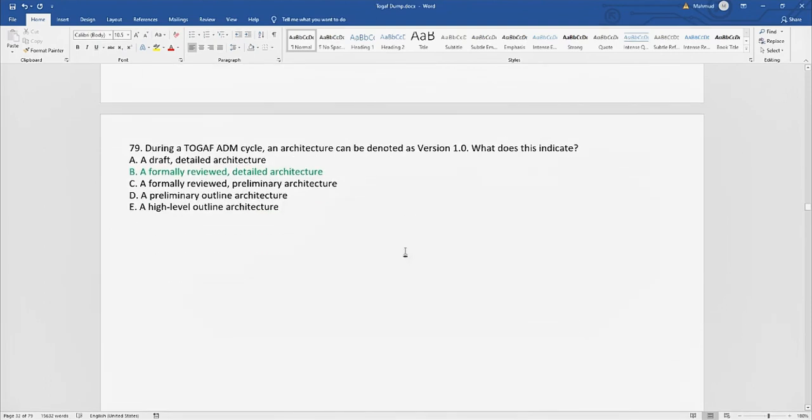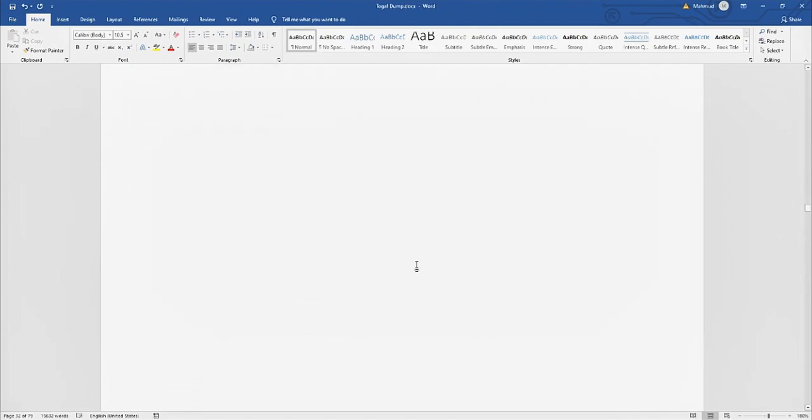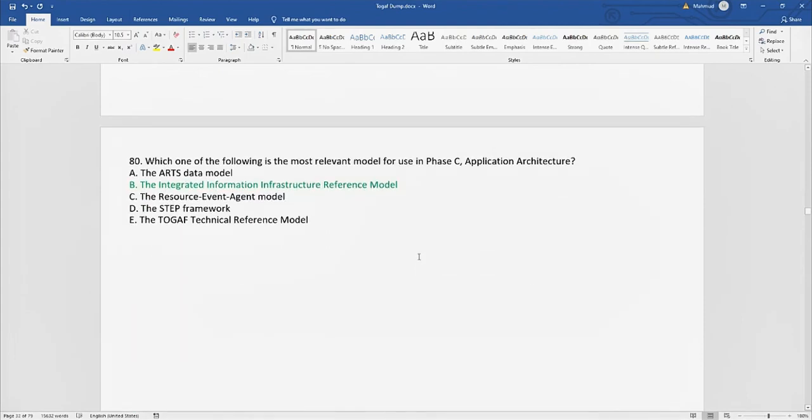During a TOGAF ADM cycle, the architecture can be downloaded as version 1.0. What does this indicate? The formally reviewed detailed architecture. Which one of the following is the most relevant model for use in Phase C? Application architecture. The Integrated Information Infrastructure Reference Model.